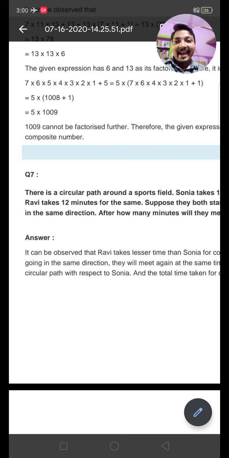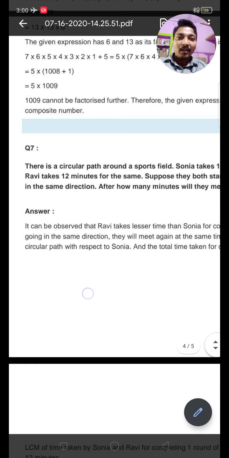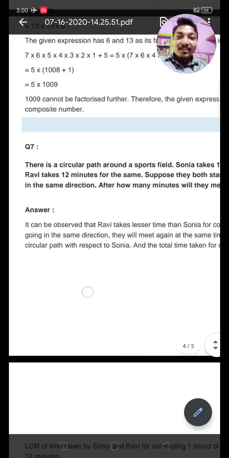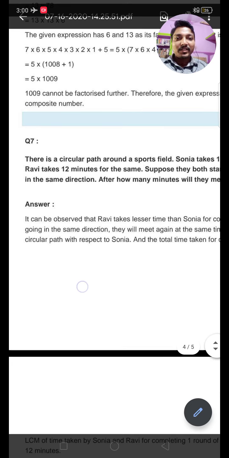Otherwise, as we can express the expression as a product of factors, 5 into 109, then whichever number the expression gives, that number will 100% be a composite number. You can also say it directly: the result we are getting is 5 into 109, which means 5 can divide that number, and 1009 can also divide that number. The number is divisible by numbers other than 1 and itself. As the number is divisible by both 5 and 1009, 100% it is a composite number.